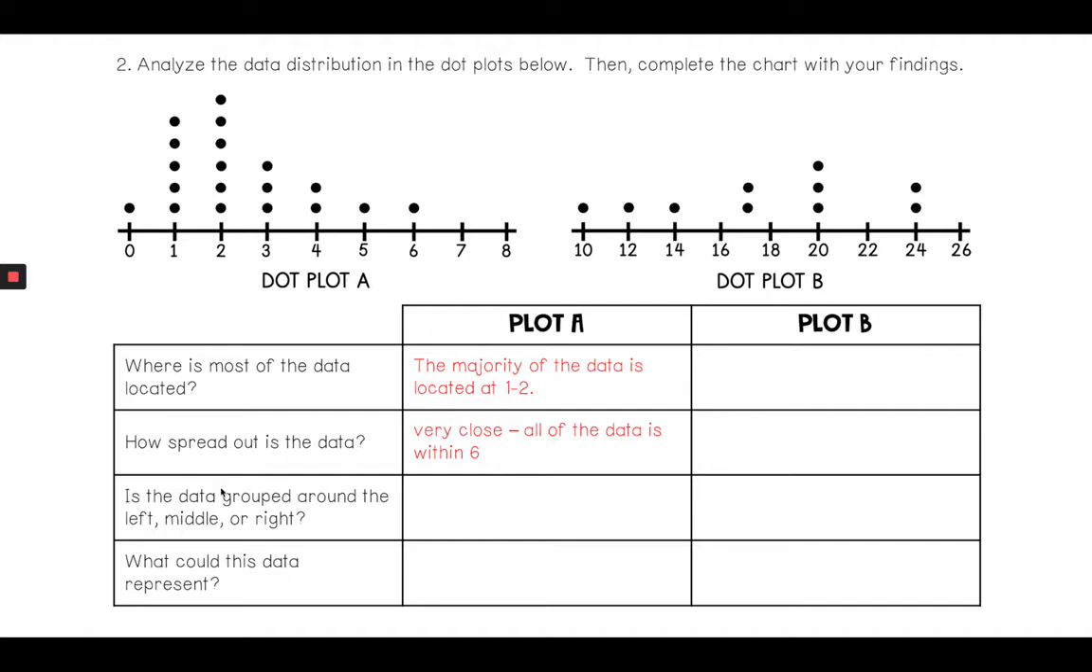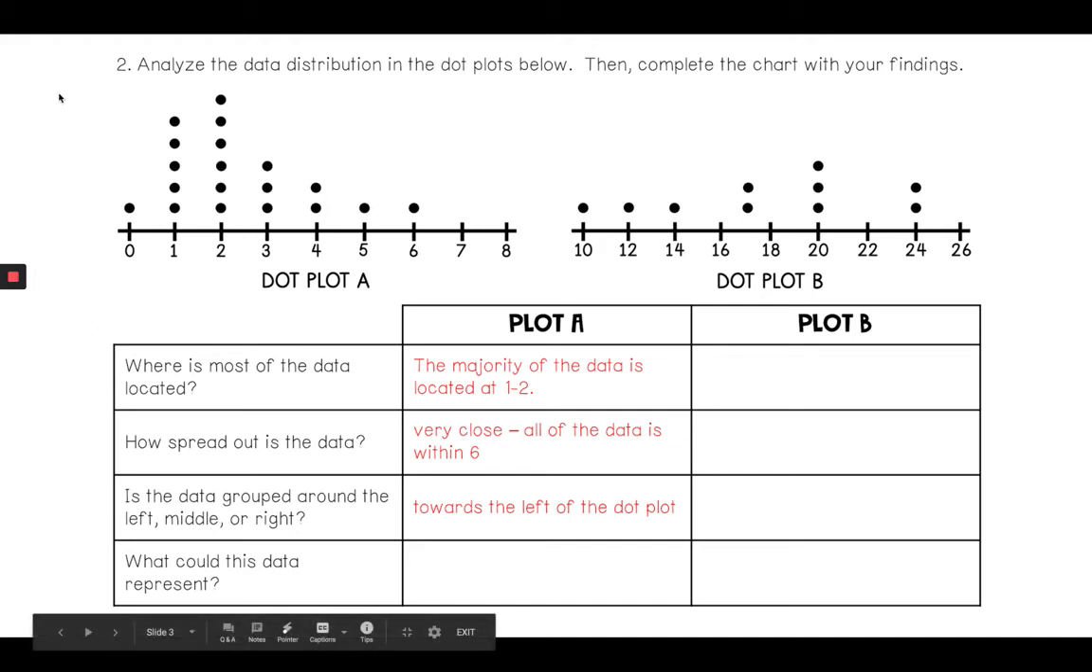And then is the data grouped around the middle, left, or right? Well, if I look at that one and I look at the distribution, you can see that on this side right here, it's going towards the left because there's more points grouped right here, and there's only one on this side right there on the left, but the rest of these are off to the right, so that's almost like a skewed right because that tail's coming off.